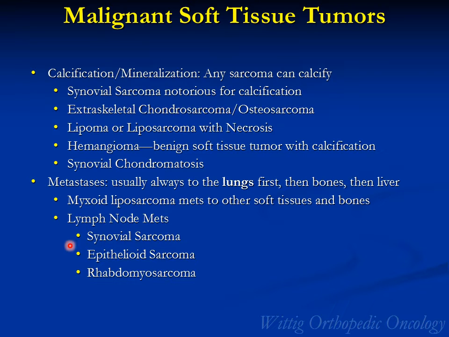These are your three most common soft tissue sarcomas to metastasize to lymph nodes: synovial sarcoma, epithelioid sarcoma, and rhabdomyosarcoma. Sentinel lymph node biopsies for patients who do not have any florid lymph node metastases may be necessary for these types of tumors.